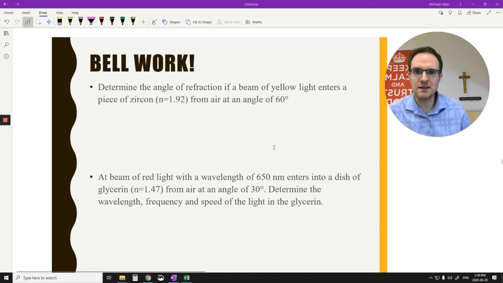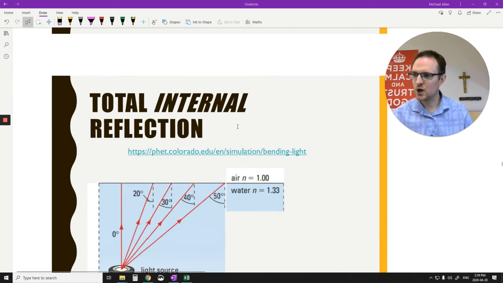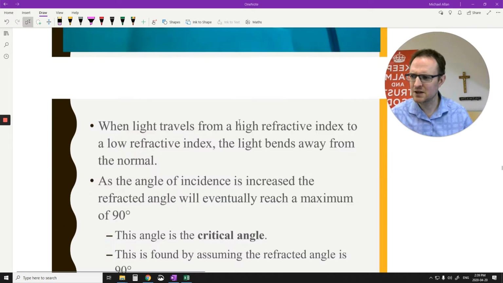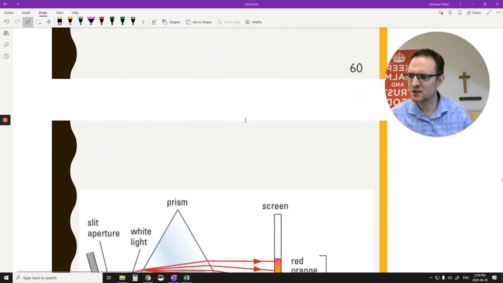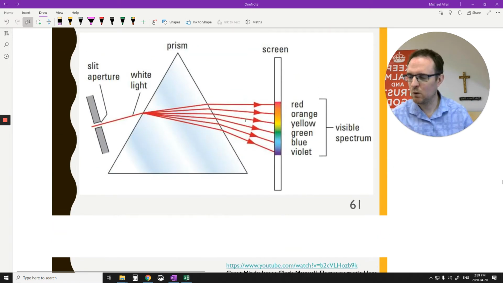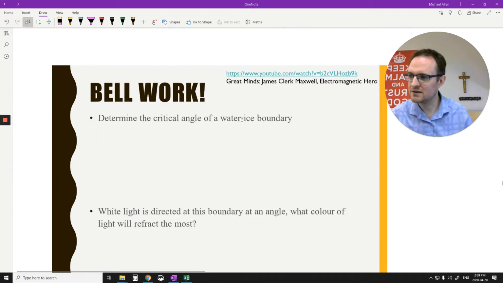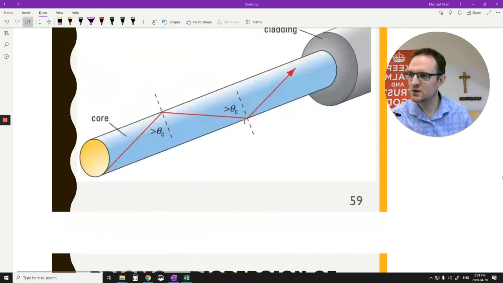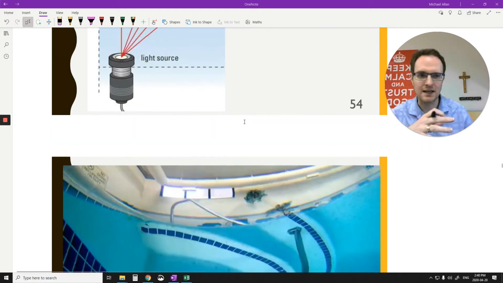Back to our next lesson. In this lesson, we're going to be talking about total internal reflection. We'll talk about what that means, and then we'll be talking about the dispersion of light inside a prism, and we'll talk about why light disperses and creates a rainbow as well. To do this, I have an applet here I'm going to use to demonstrate this.